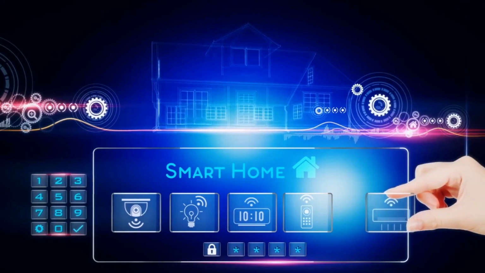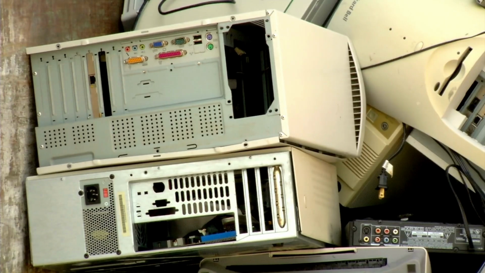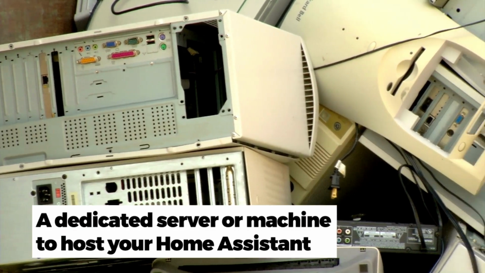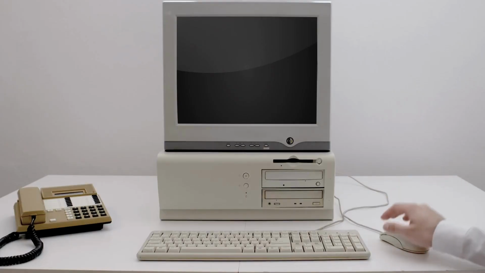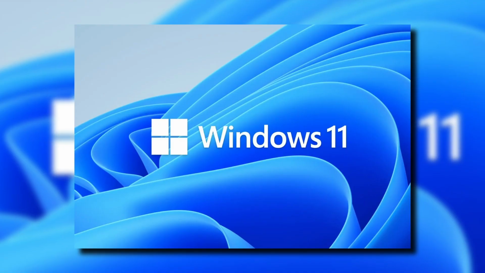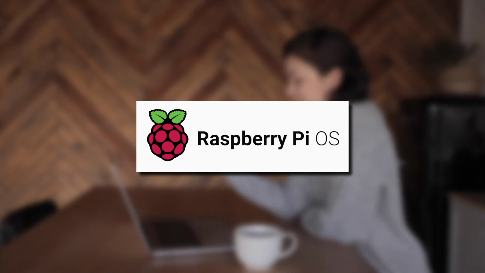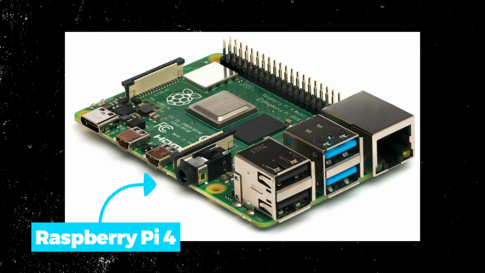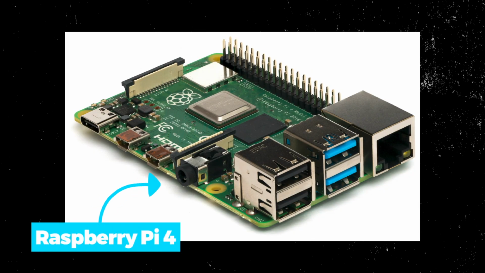But first, let's get the basics in place. You'll need a dedicated server or machine to host your Home Assistant. An old computer works just fine, and Home Assistant runs on Mac, Windows, and Linux. But for optimal performance, we recommend a Raspberry Pi. I'll be using a Raspberry Pi 4 for our demo today.